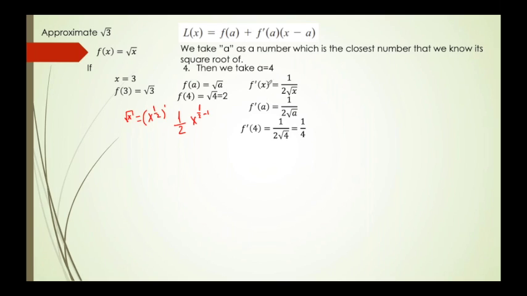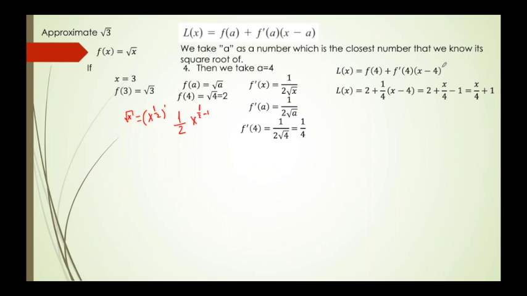So f prime x equals 1 over 2 times square root of x, and f prime a is 1 over 2 square root of a. When we substitute a, we will get 1 over 4. Next, we have to substitute all the values that we know. f of 4 is 2, f prime 4 is 1 over 4, and a is 4.